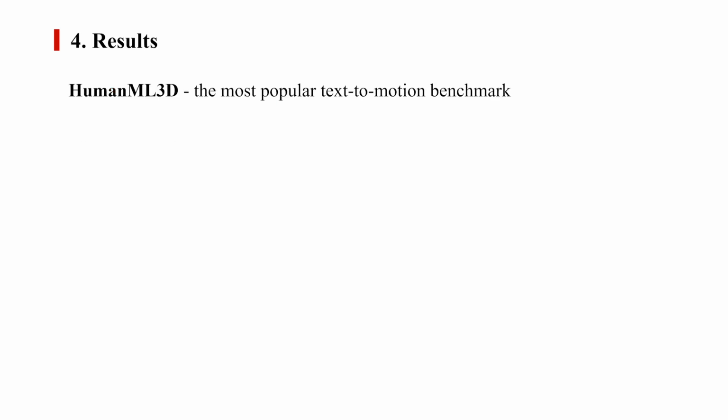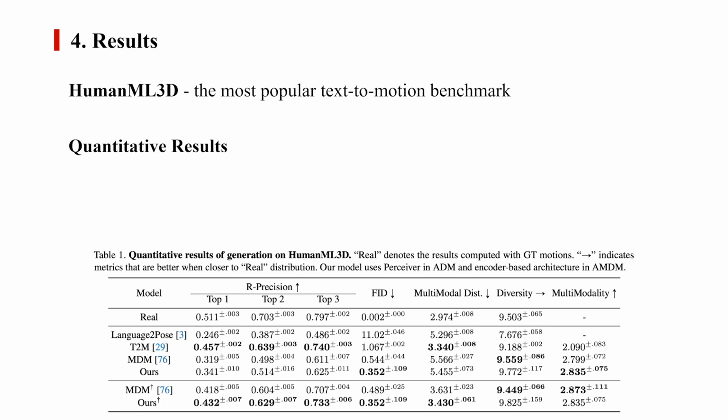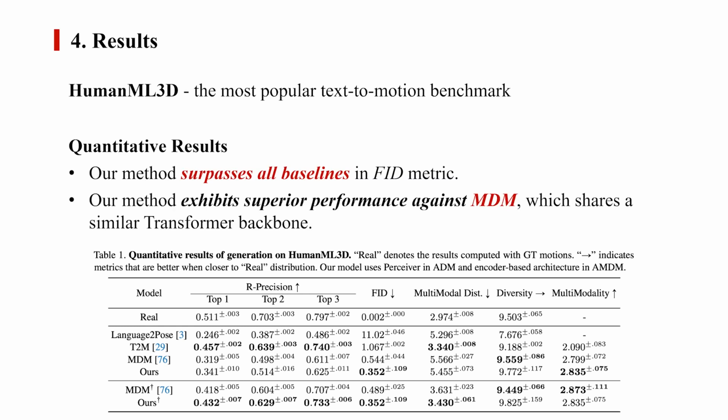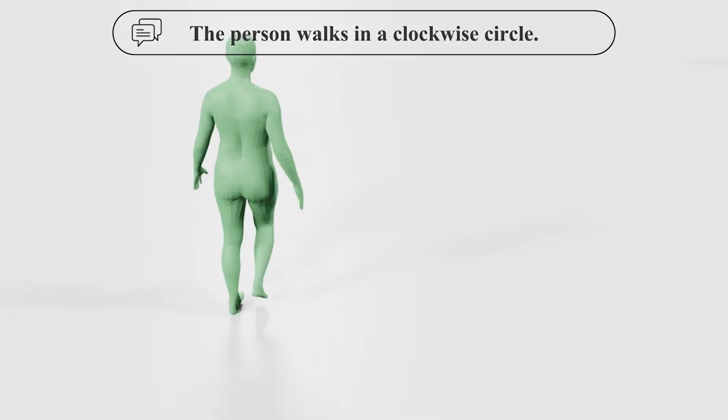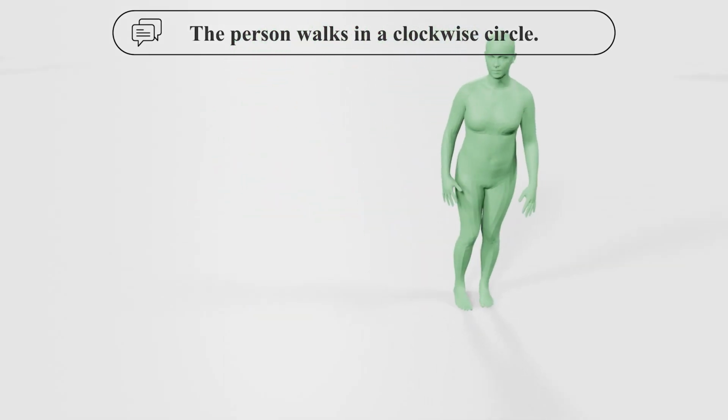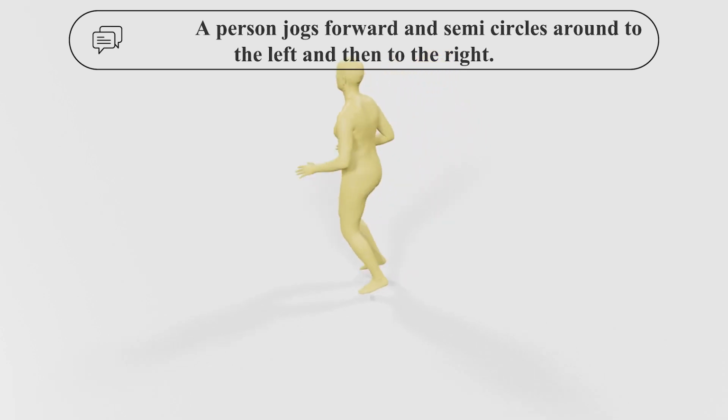generation. We first evaluate our method on the widely recognized text-to-motion benchmark, HumanML3D. The following table presents the quantitative results. Our approach surpasses all baselines in terms of the FID metric. Notably, compared to MDM, a leading diffusion model in motion generation sharing a similar transformer backbone with ours, our method demonstrates superior performance. Let's take a look at some generated results from the test set. These visually appealing outcomes are consistent with the provided language descriptions.